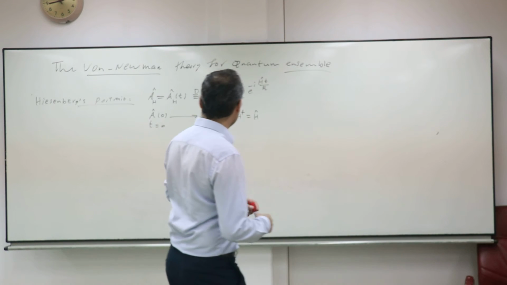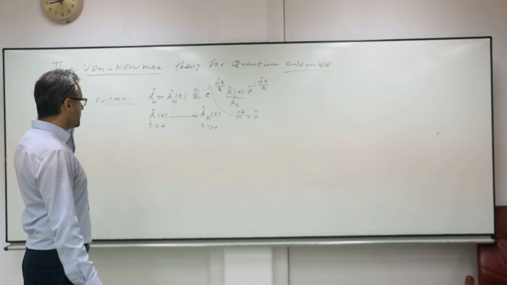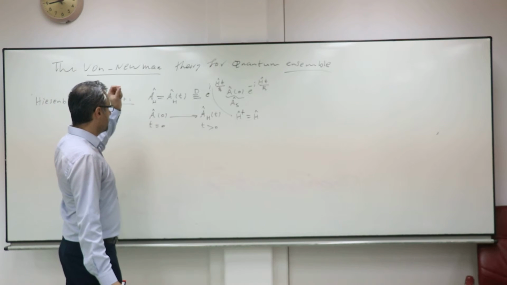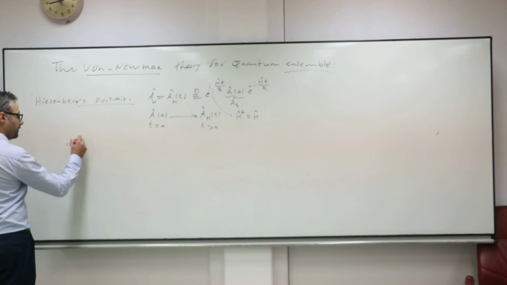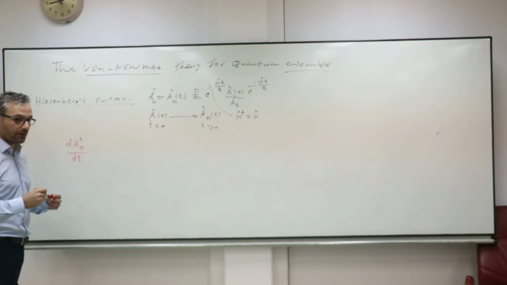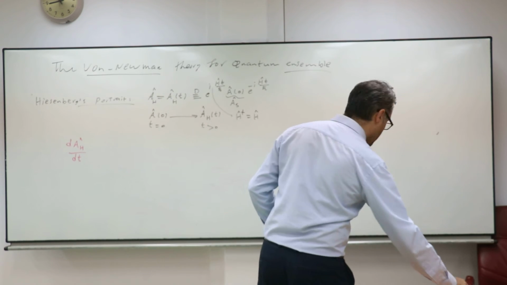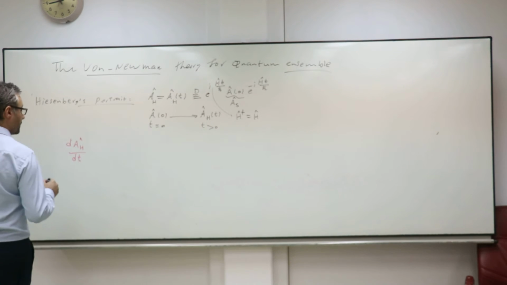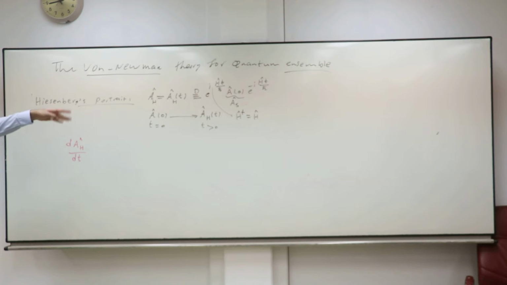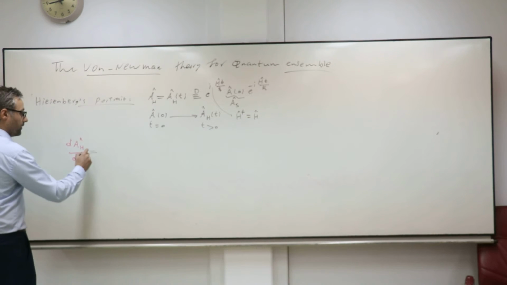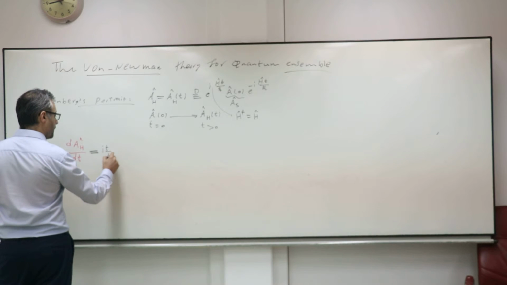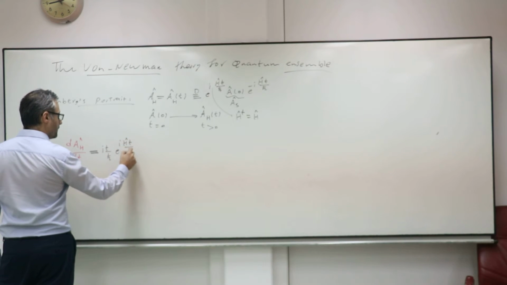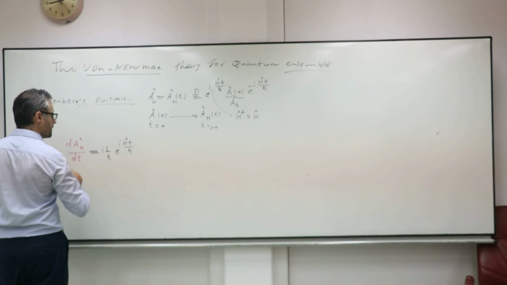Now I will ask you, what is the time evolution equation for this operator? I mean, what is dA/dt? This is the dynamical time evolution equation for this operator. So I want to take the time derivative. Just take the time derivative normally. What are you doing?